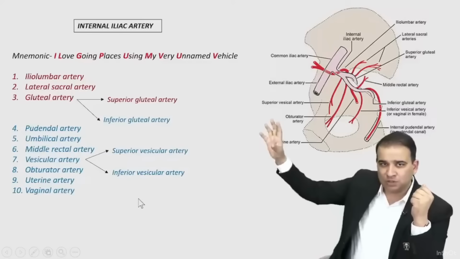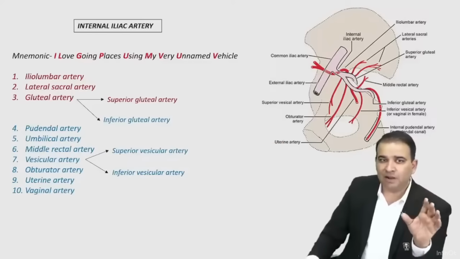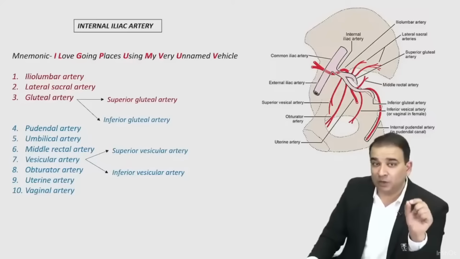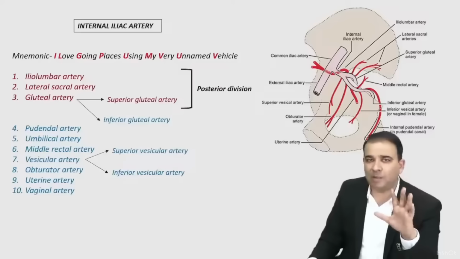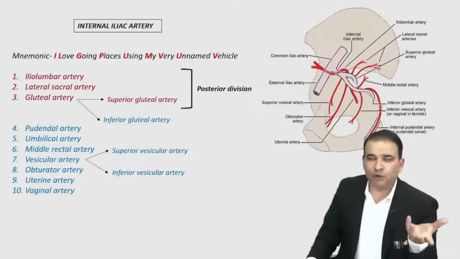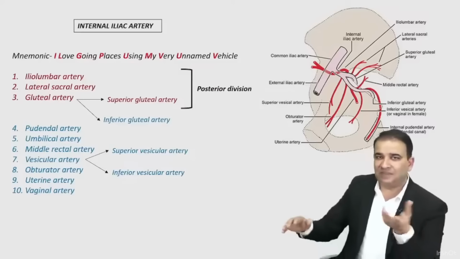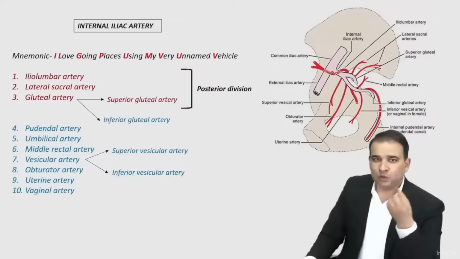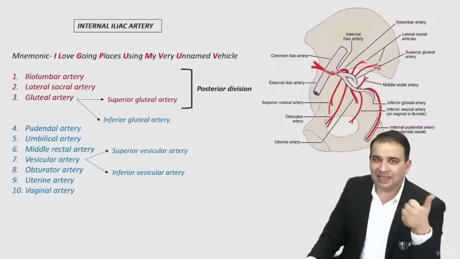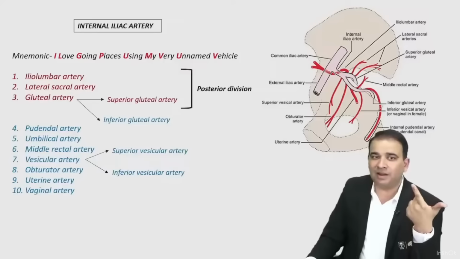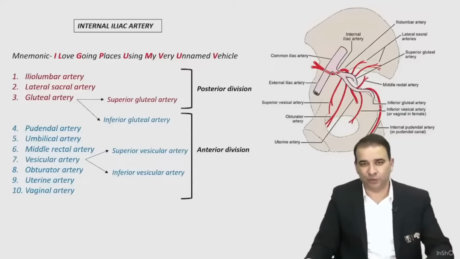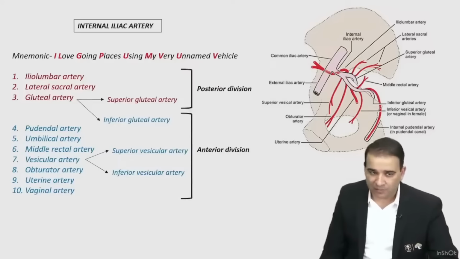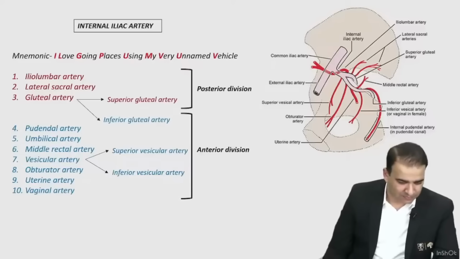But I've just used different colors over there. Iliolumbar artery, lateral sacral artery, and superior gluteal artery, guys. These three are the branches from the posterior division. If you remember that, your work will be done. If you remember the branches from the posterior division, then obviously everything else is from the anterior division only. So, SIL branches: superior gluteal artery, iliolumbar artery, and lateral sacral artery. Just three branches come from the posterior division, and the rest all come from the anterior division.